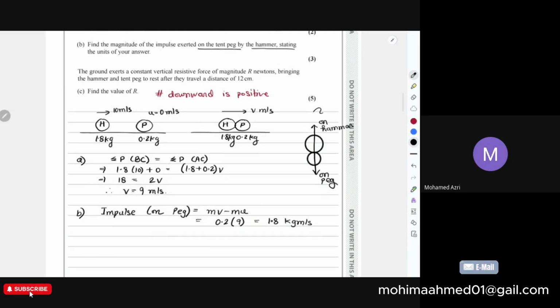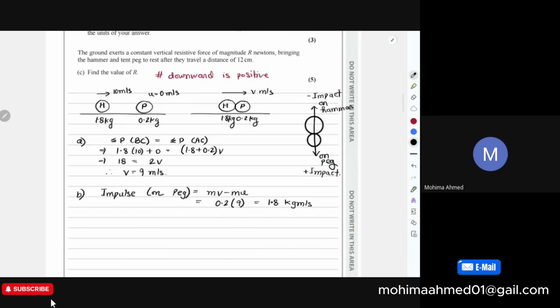Yes, teacher. Fayad, any problem from your side? Okay, this is it. Plus and minus impact, depending on whatever you're working with.